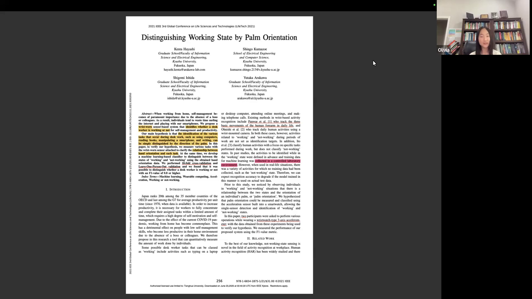The purpose of this research paper is to propose a wrist-worn sensor-based system to identify working and non-working tasks by the direction of the palm. This would increase productivity and help with self-management for office workers.